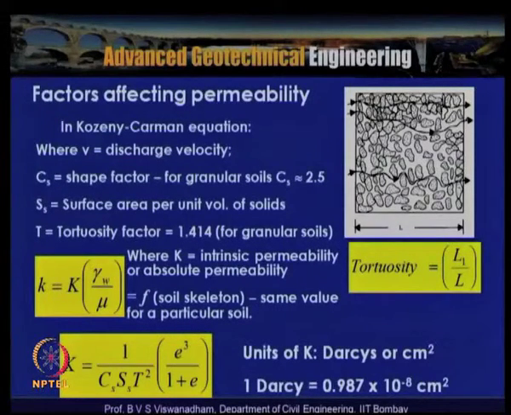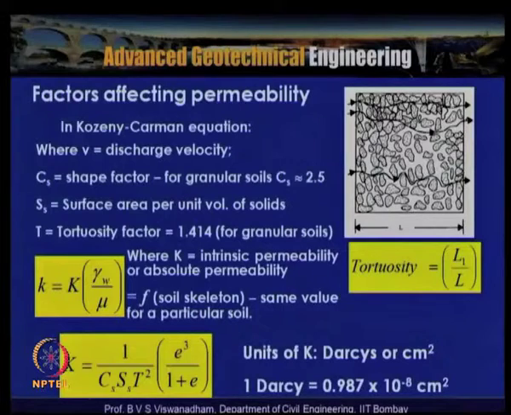Here one parameter is defined, which is called the absolute permeability or intrinsic permeability, which is found to be constant for a typical soil skeleton. The same value will be there for a particular soil and a particular state. So the coefficient of permeability is now connected with capital K and gamma w by mu. Capital K is nothing but 1 by Cs and Ss T square into e cube by 1 plus e.